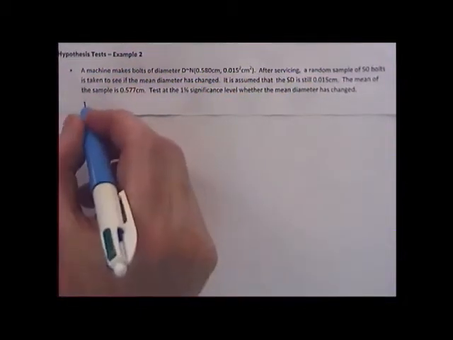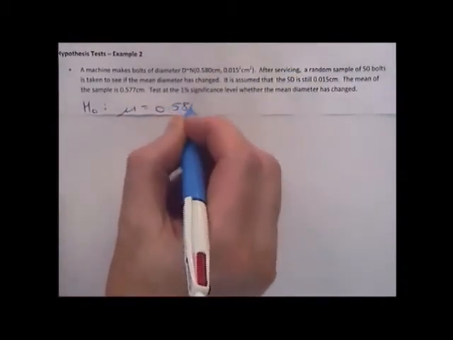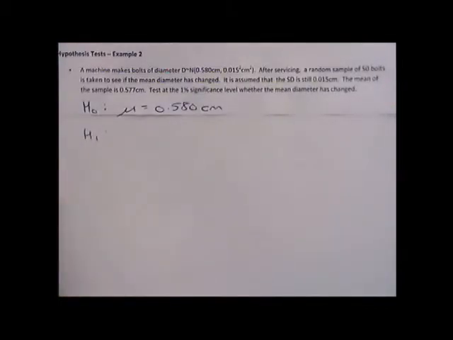Step 1, the null hypothesis. What is the null hypothesis? The null hypothesis is the status quo. Nothing's changed, nothing dodgy is going on. So the null hypothesis is mu equals 0.580 centimetres. Yeah, okay, nothing's changed. That's a null hypothesis. What is H1, our alternative hypothesis here? Look very carefully at the wording of the question. What's the key phrase here?